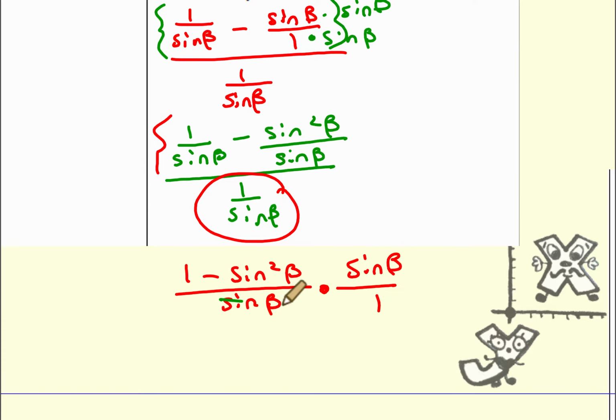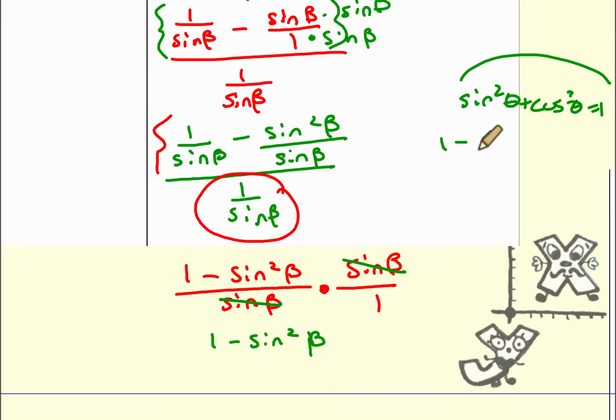What happens now? Well, this sine cancels this sine because I can divide out numerators and denominators that have like factors. And what I'm left with is 1 minus sine squared of beta. And I see a square that reminds me of the Pythagorean identity that says the square of sine plus the square of cosine is 1. And remember, a variation of that is that if I subtract sine squared from both sides, I get 1 minus the sine squared is equal to the cosine squared. So therefore, this 1 minus sine squared beta would be the same as the square of the cosine of beta.